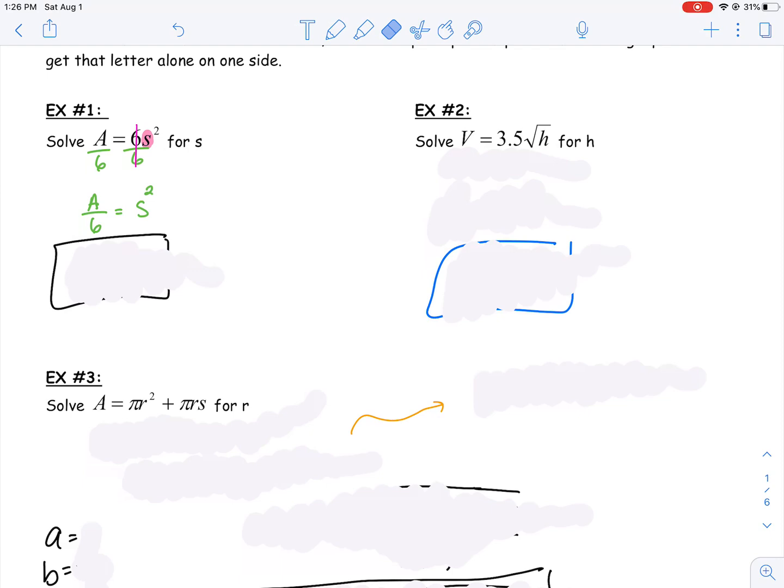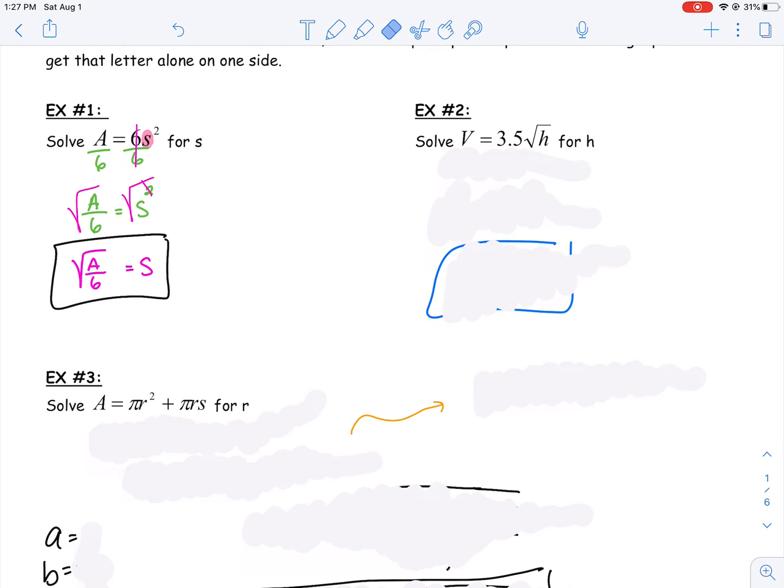Now s isn't quite by itself yet. We need to make sure that we get rid of that squared. We can use our principles of square roots, remember, to get rid of the square by square rooting both sides. The square and the square root cancel each other out. Remember, anytime you take a square root, we should technically be adding plus or minus, but because this is talking about the sides of a cube, your sides can't really be negative, so we probably are only going to use the positive version. So we have s equals the square root of A over the square root of 6, or we could say the square root of A over 6.